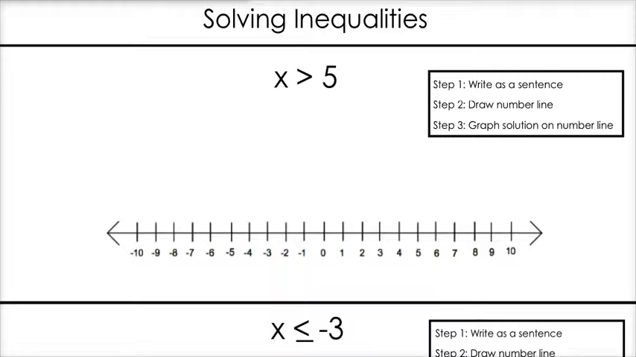So, for our first question over here, there's a list of steps that we must follow. Write it as a sentence. Draw a number line and graph the solution on a number line. That might not make sense yet, but it will in a second. So, right here we have x is greater than 5. Now, the way I just said that, we're going to write it down. So, we would actually write x, and instead of saying is, we're going to say must be greater than 5.